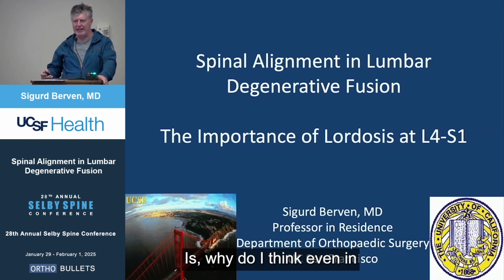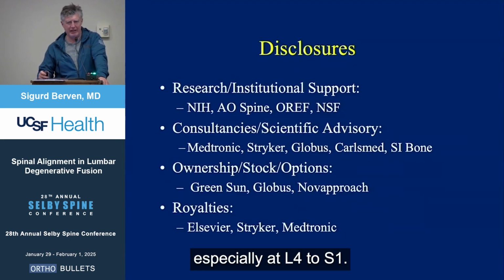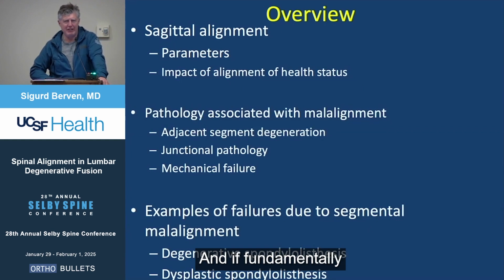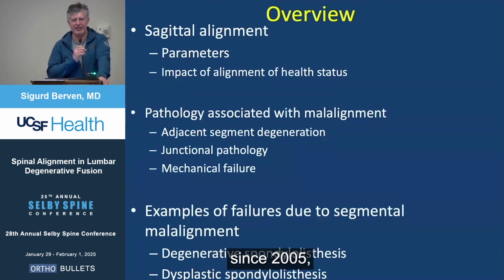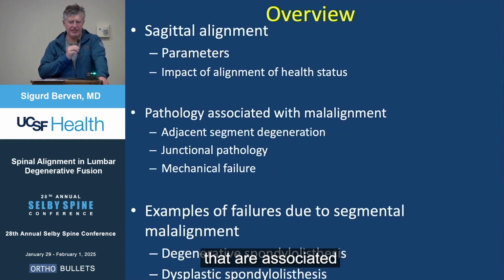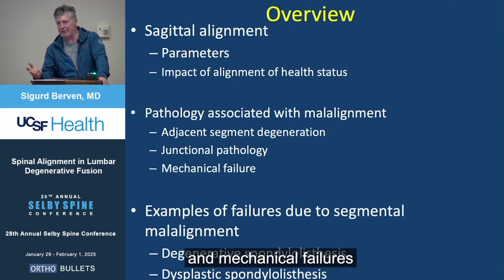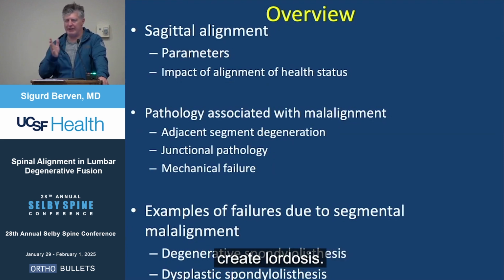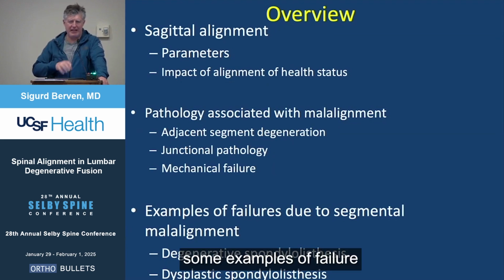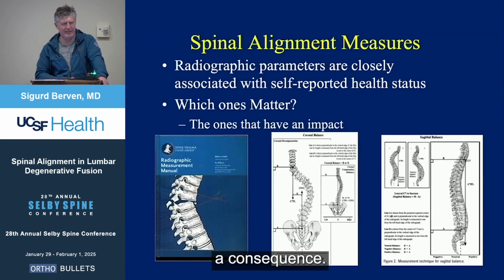Why do I think even in lumbar degenerative pathology, we need to create lordosis, especially at L4 to S1? My disclosures again, and fundamentally, we recognize now since 2005 that our sagittal alignment parameters are related to health-related quality of life. And pathology that are associated with postoperative malalignment includes adjacent segment degeneration, junctional pathology, and mechanical failures of our constructs when we don't create lordosis.